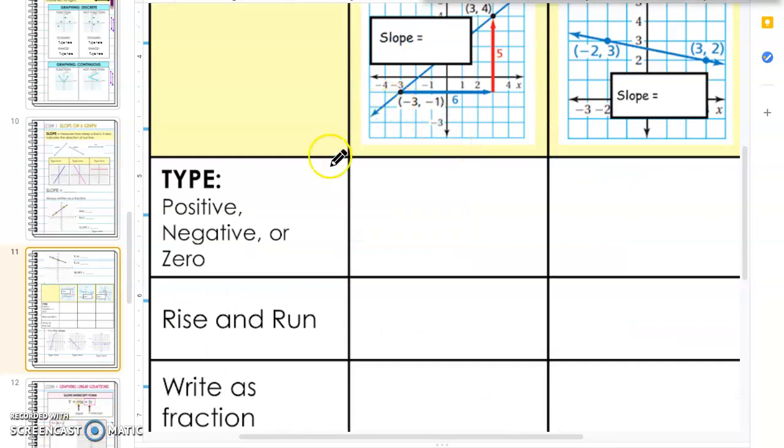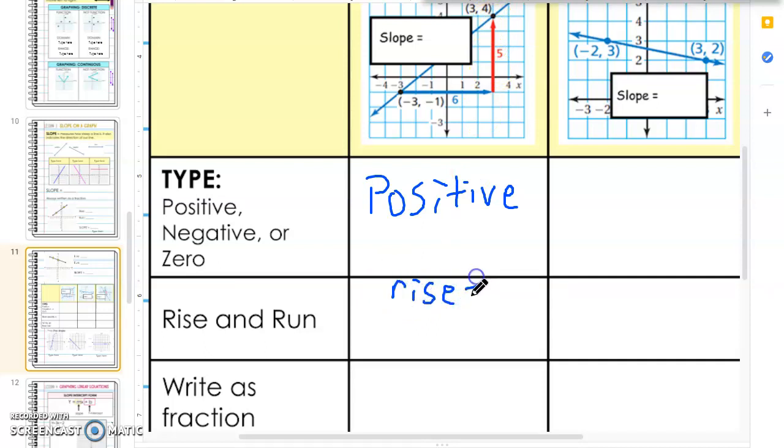Another example, I have a line. First it says, is it positive, negative, or 0? So if I'm looking at left to right, I see this blue line is going up. So it's going up from left to right, so that means this is going to be a positive slope. All right, so what's my rise over my run? Well, this one already has it counted out. My rise, or how many up or down, it went up 5. So my rise is 5.